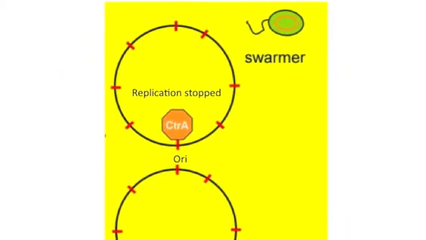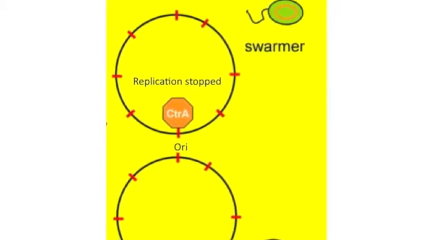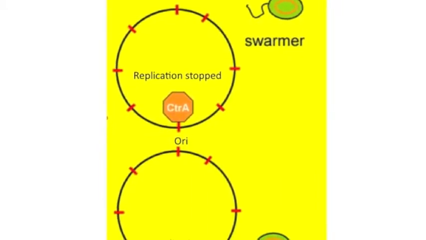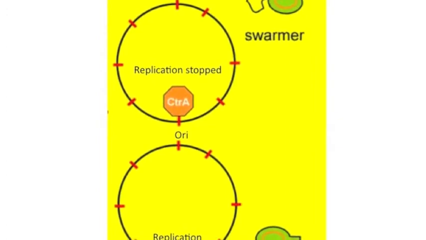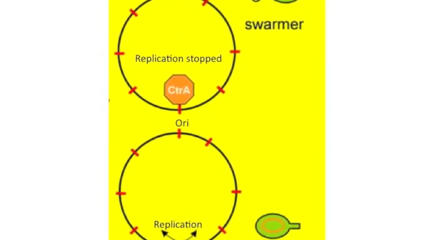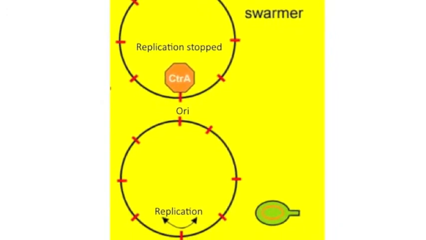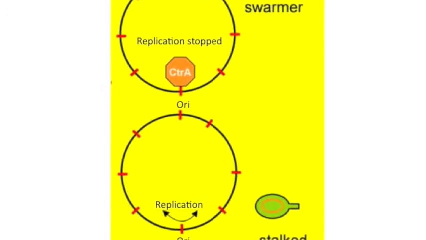CtrA is the master regulatory protein controlling the asymmetric cell division of Caulobacter crescentus. CtrA controls over 100 genes and binds directly to the origin of replication when it is phosphorylated, stopping chromosomal replication. The mechanism of phosphorylating CtrA is directly dependent on the histidine kinase CckA.